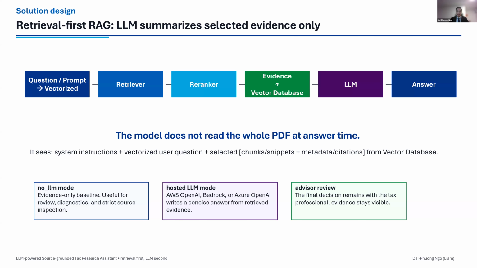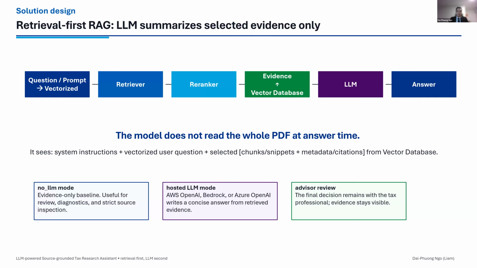This is the simplest explanation of my architecture. A user asks a tax question. The retriever searches the preserved chunks of evidence stored in the vector database. The re-ranker chooses the strongest evidence. Only after that does the LM write the answer.